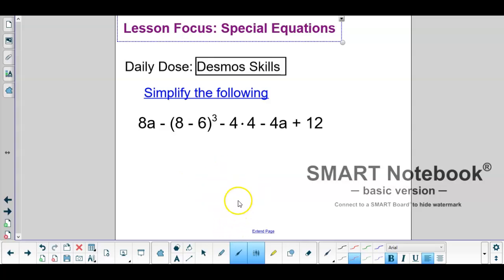First, we're going to do our daily dose of Desmos skills. So again, I want you to solve this using your Desmos calculator. So go ahead and pause the video at this time, give it a try, and see if you're able to get the answer just like I will go over with you.